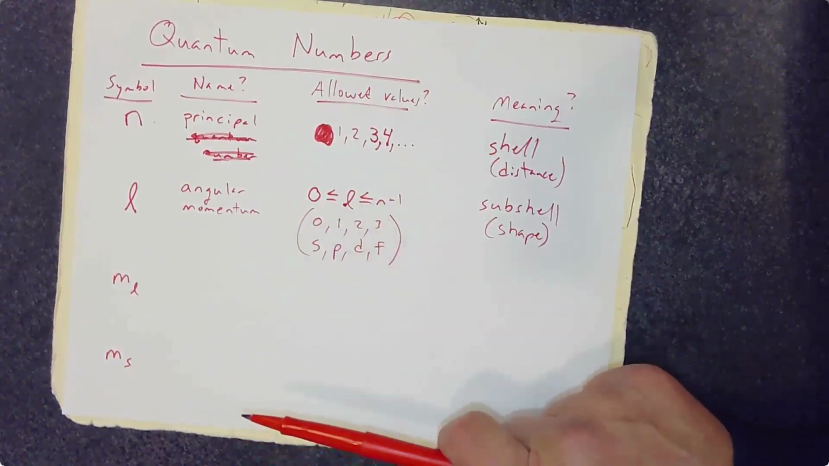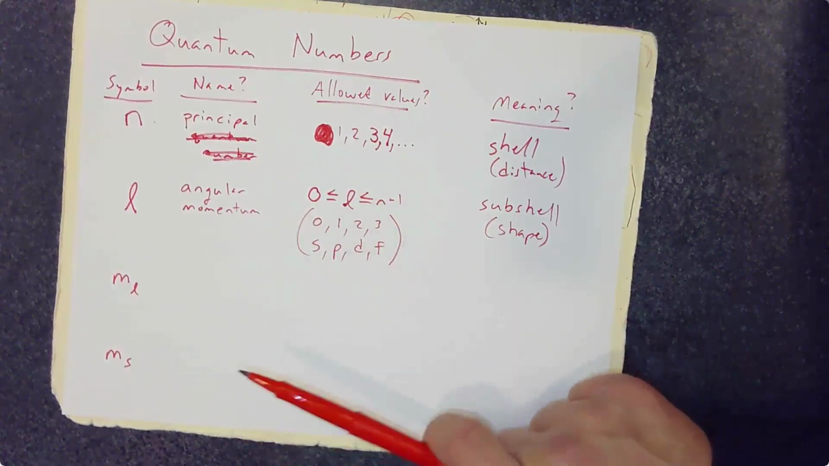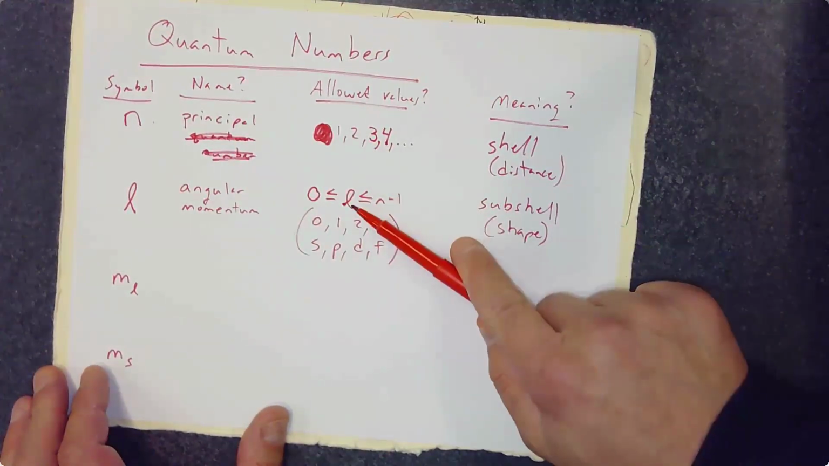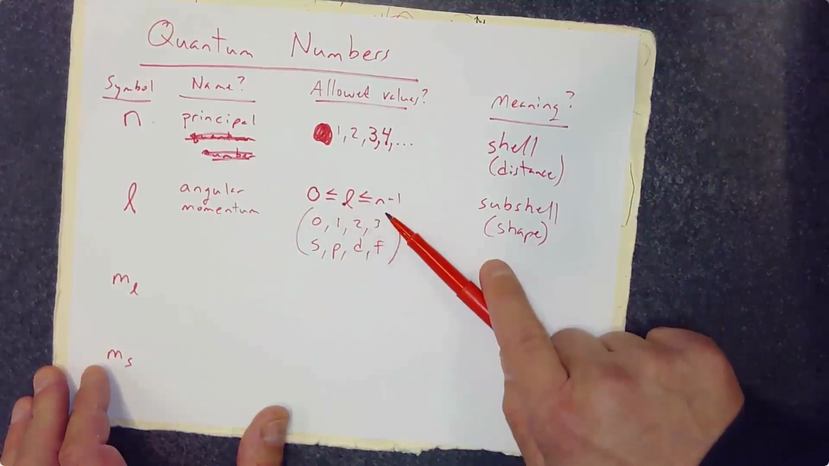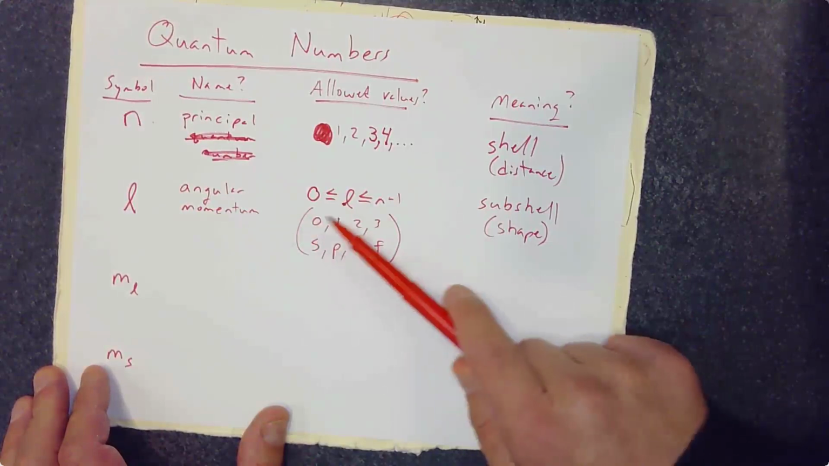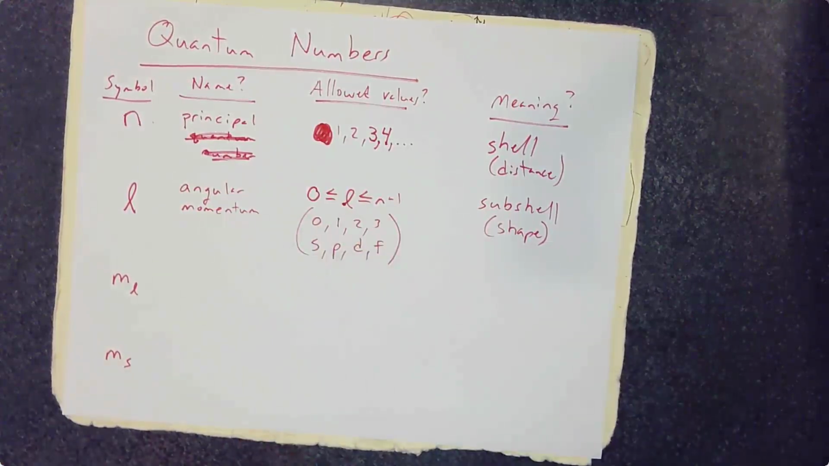If n is 2, so like lithium or beryllium or carbon or any of those, then L can be equal to 0 or 1. It can go up to n minus 1. That means L could be 0 or 1. We can have S or P orbitals for the second period.